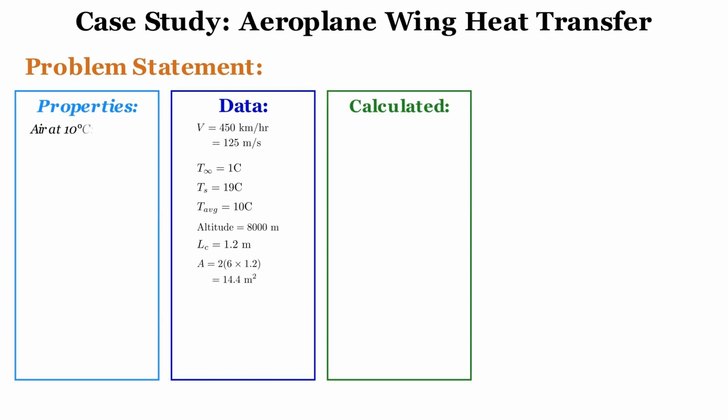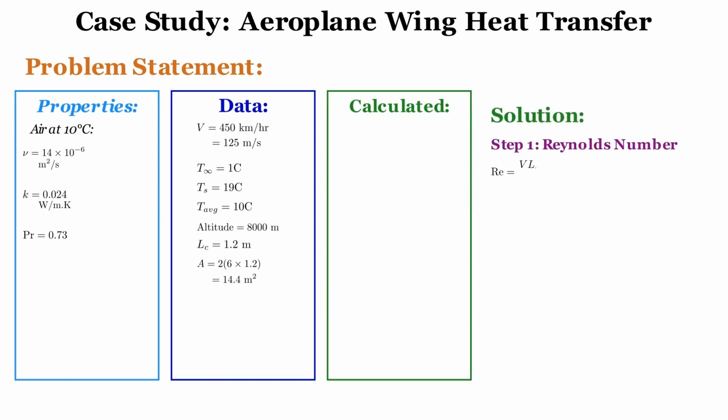Now, air properties at 10 degrees Celsius. Notice we're using the average temperature. Kinematic viscosity, nu, is 14 times 10 to the minus 6 square meters per second. Thermal conductivity, k, is 0.024 watts per meter Kelvin. And the Prandtl number is 0.73. Perfect. Everyone has all the data? Good. Now let's solve this aviation problem step by step.